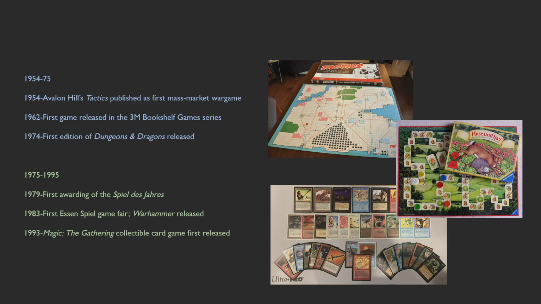From the wargamers emerged in the mid-70s the role-playing genre, like Dungeons and Dragons, which was invented by a group of wargamers operating in the Midwest. And from there, things pick up. The market for hobby games started to pick up in the States and also in Europe.